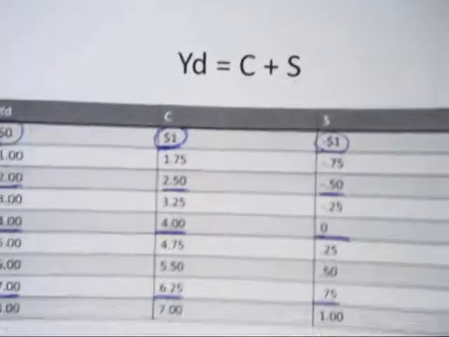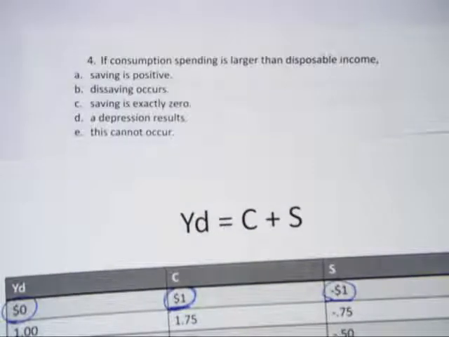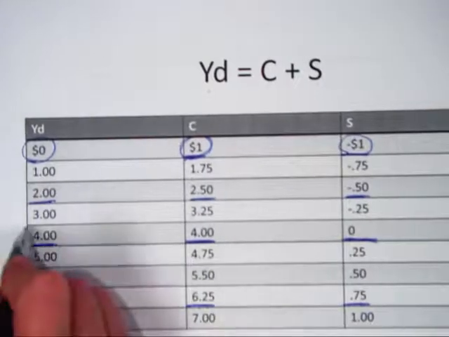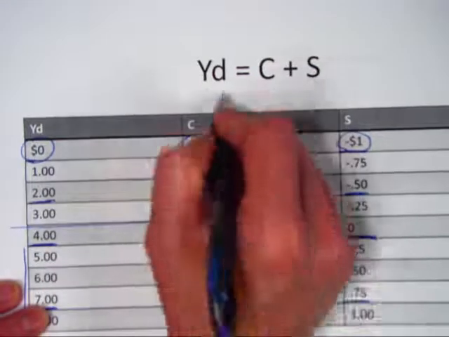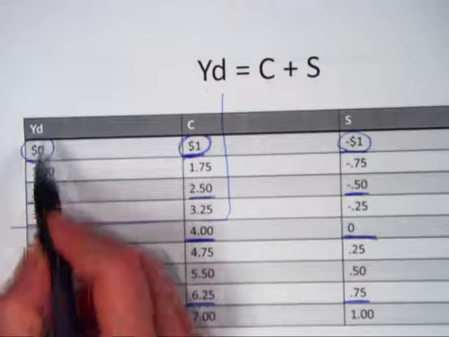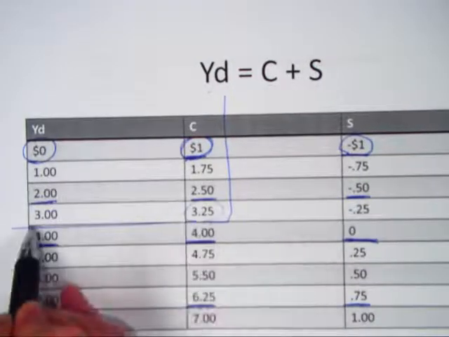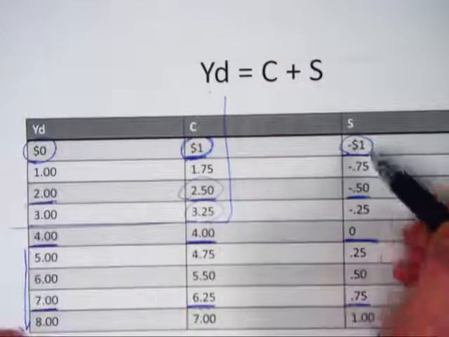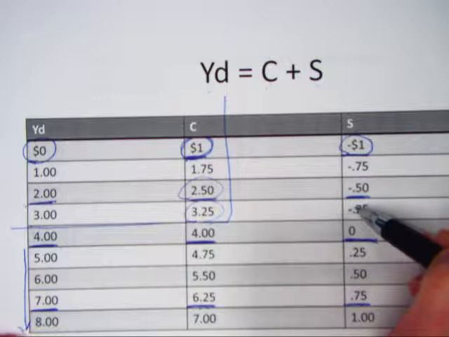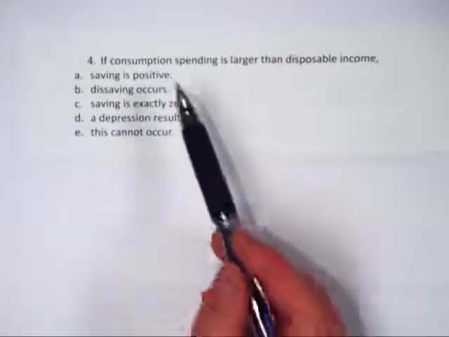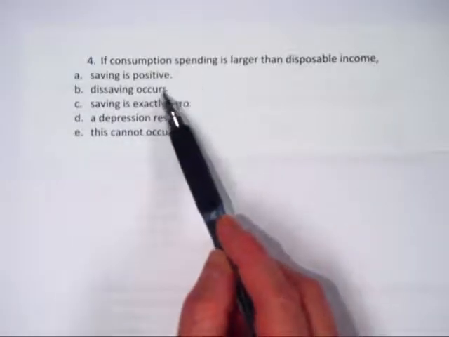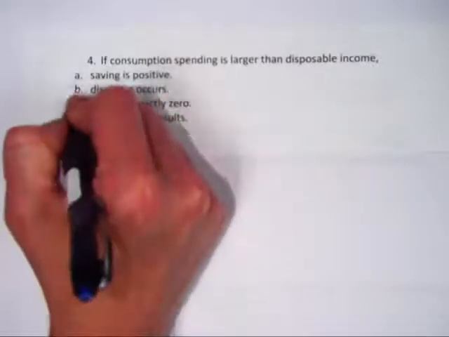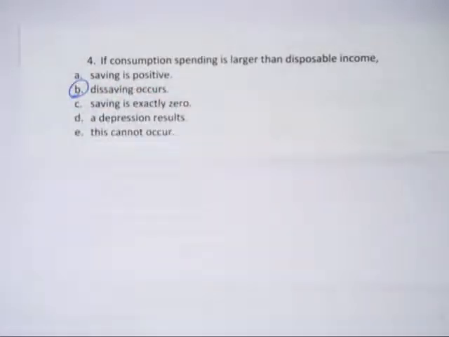Let's just take a look at this consumption function. The question reads again, if consumption spending is larger than disposable income. So from a disposable income of $3 and below, we see that consumption is greater than the disposable income. For each one of these, consumption is greater than the disposable income. We also notice that we had dis-savings occurring at that time, so savings is certainly not positive. Dis-savings occurs. We are withdrawing money as consumers out of savings accounts or we're borrowing. We'll do a couple more questions.